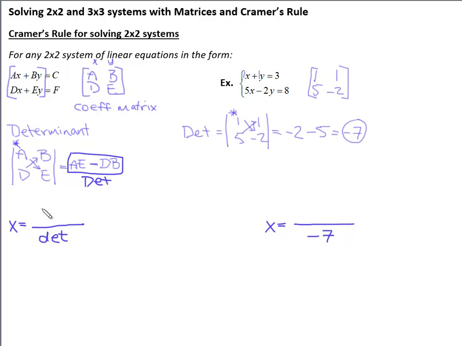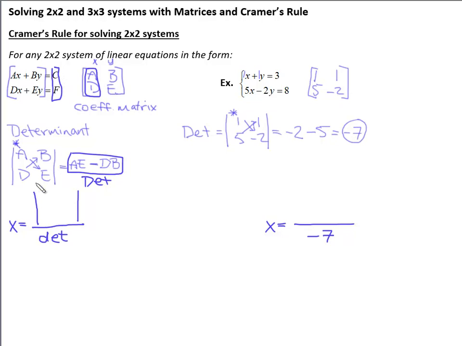Okay. To find the number that goes in the top, we're going to do one more determinant. And if we're solving for x, remember we said there's kind of an x column and a y column. If I'm solving for x, we're going to replace the x column. Instead of having a and d, we're going to replace them with these values over here.